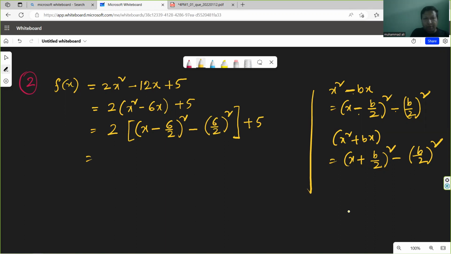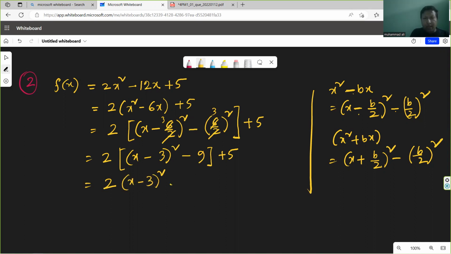After that, with the 2, it will be x minus 3 whole squared minus 3 squared, which means 9, plus 5. If we remove the bracket, we get 2 times x minus 3 whole squared, 2 nines are 18, plus 5. So finally, we get 2 times x minus 3 whole squared minus 13. So this is f(x).